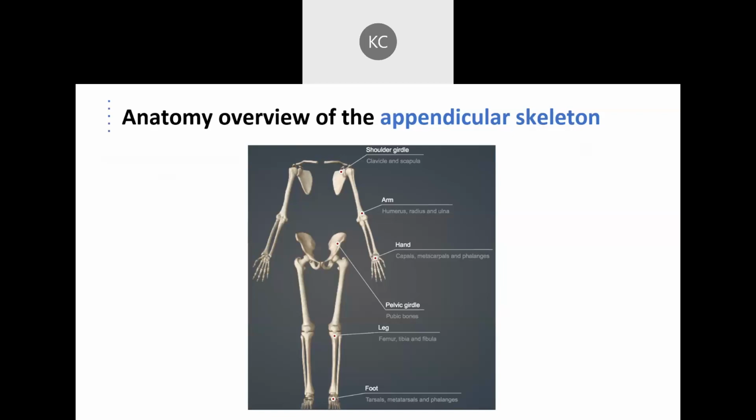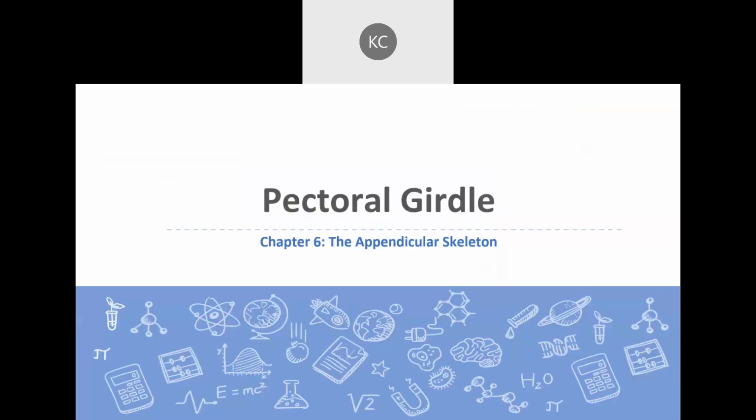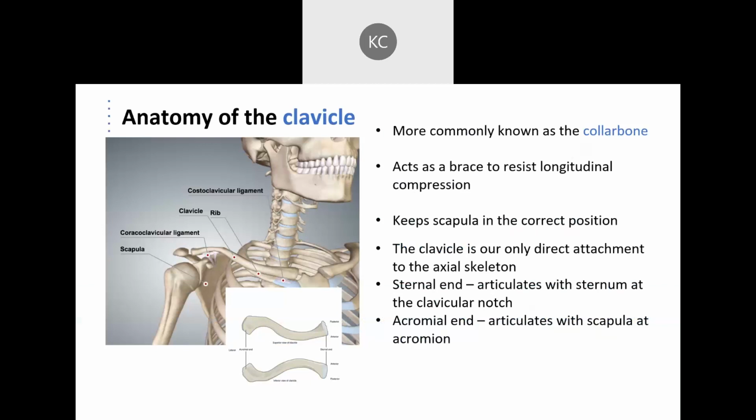So we will begin first by looking at our pectoral girdle, right? The pectoral girdle includes the bones that support the upper limb. So we're going to look at the clavicle, and we'll look at the scapula as well. All right, and then we'll move on to talking about the actual bones of the upper limb. All right, so the clavicle is a roughly S-shaped bone, and this is what we typically call our collarbone, right?